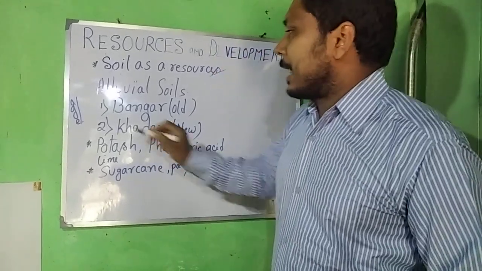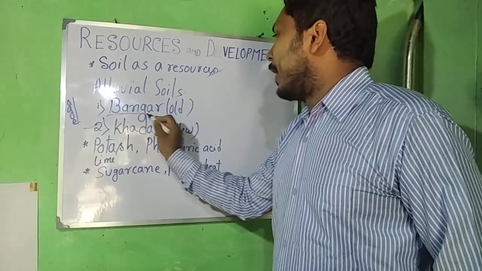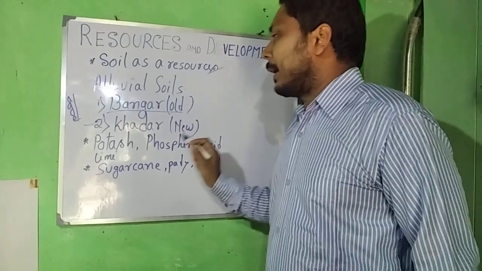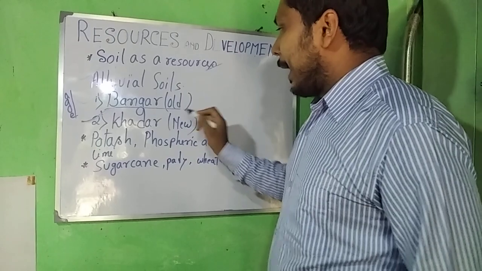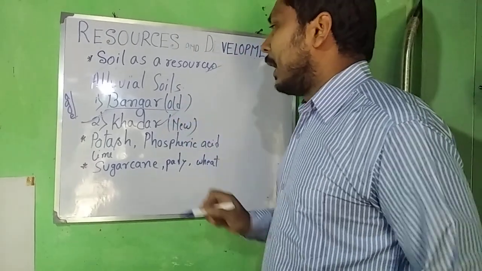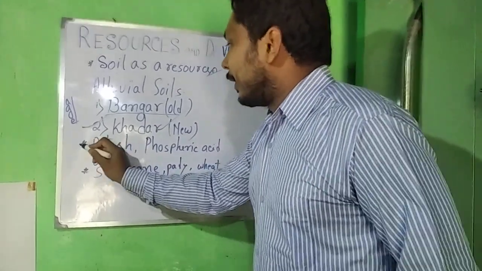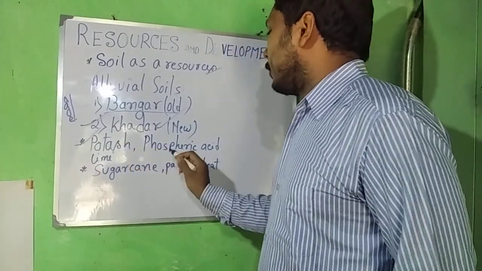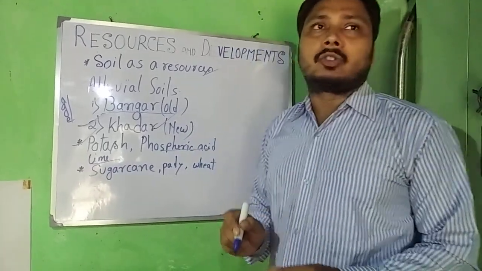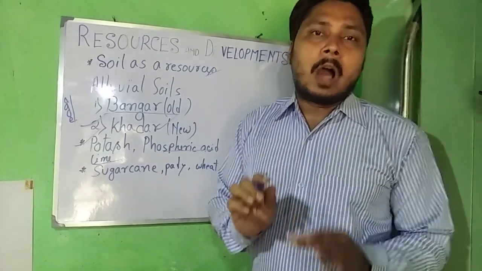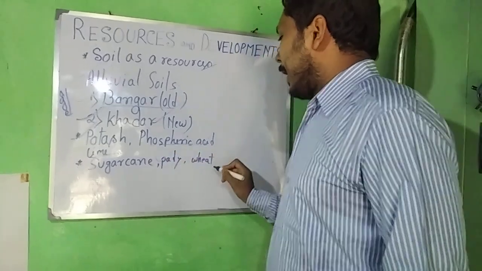As per age, alluvial soil is divided into two parts. One, made by old alluvial soil, is called Bangar, and another, made by new alluvial soil, is called Khadar. Khadar is more fertile than Bangar. This alluvial soil has great nutrients of potash, phosphoric acid and lime. It is very important for our crops, and we can find sugarcane, paddy and wheat.